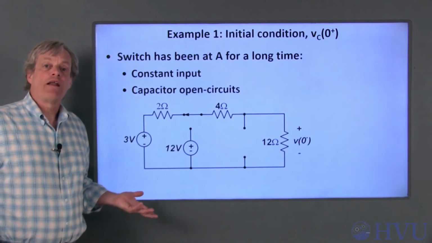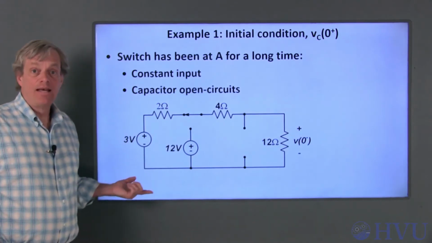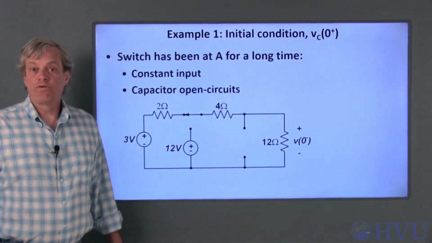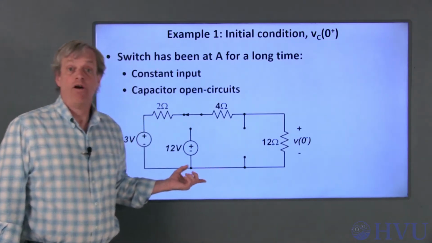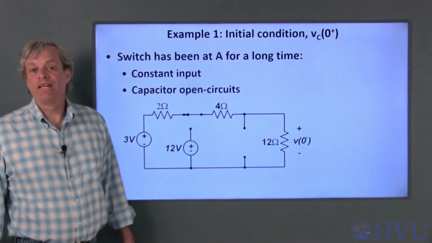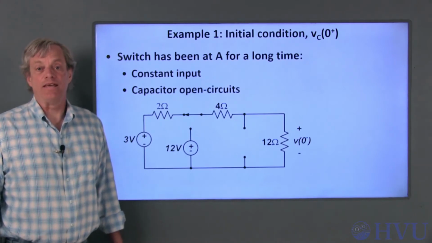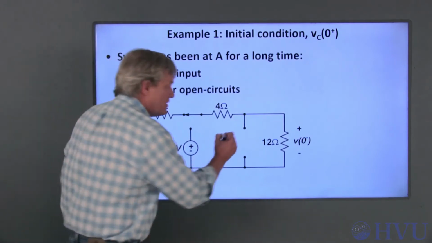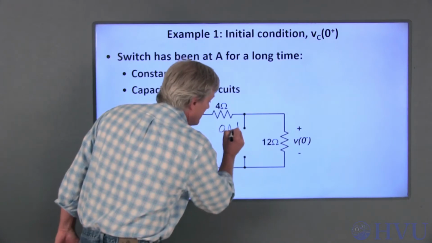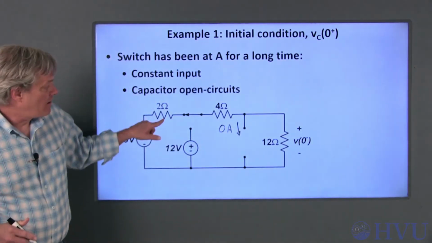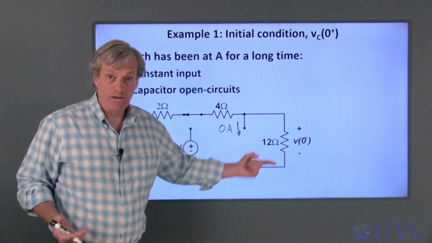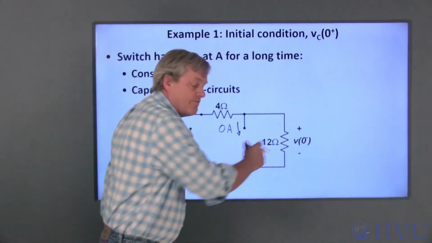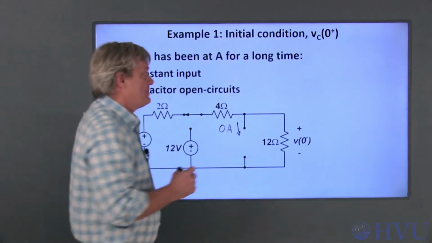That means the circuit I want to analyze looks like this. I strongly recommend redrawing the circuit under the desired circumstances, as I've done here. Redrawing the circuit keeps me from getting confused and making silly mistakes. In this circuit, since the capacitor is an open circuit, there's no current through there. These three resistors all share the same current, so they're in series. I can use a voltage divider to find V at 0 minus then.